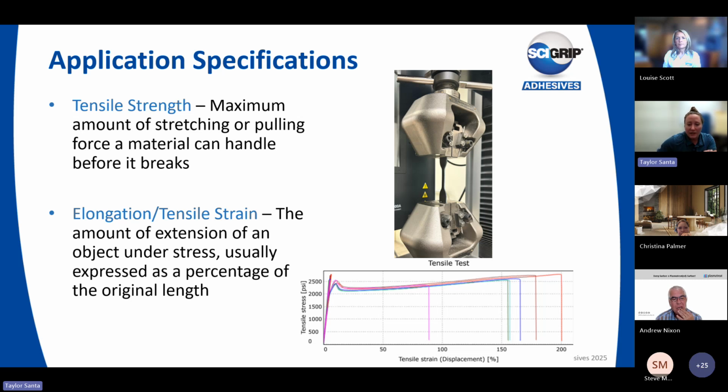This product in the graph here will have excellent vibration resistance, while something that only has about a 10% elongation will actually break very fast and will not fare well under a high vibration environment.